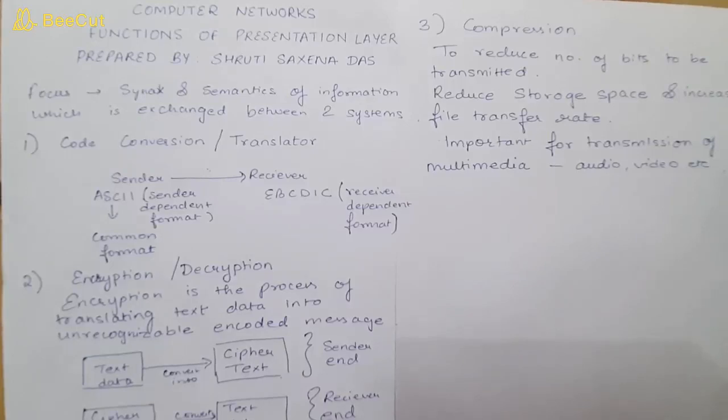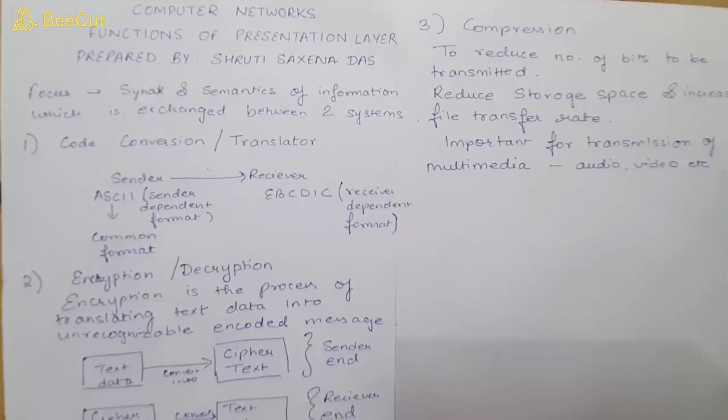The second one is encryption or decryption. To prevent unauthorized persons from accessing any confidential data, we need to convert the data which we are going to send into some encoded message using some key, and when the receiver receives this data, it is converted back to the original data.